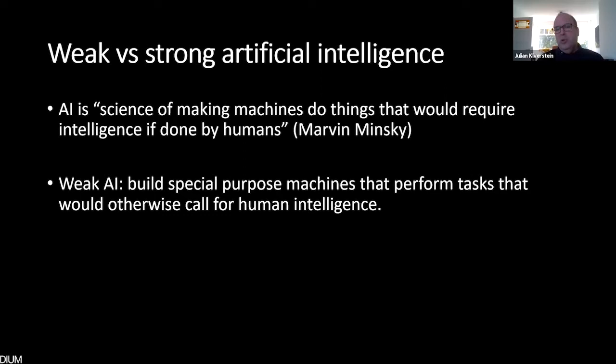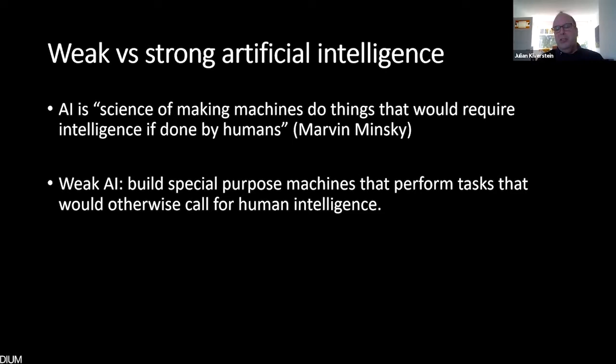So things like detecting diseases from x-rays, speech and face recognition, like, well, think of Siri and Alexa, who are able to do speech recognition. These are examples of engineering machines to perform tasks that would normally require human intelligence.